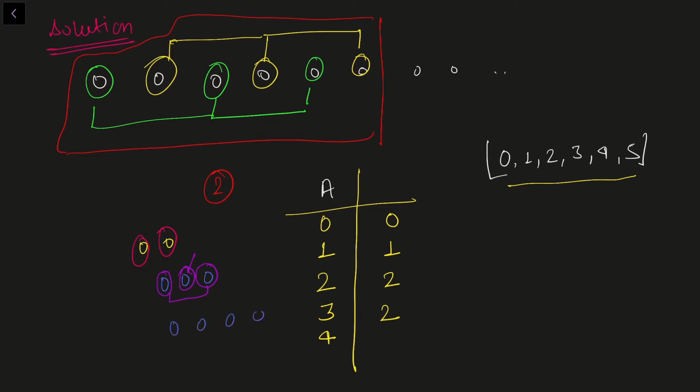1, 2, 3, 4. I'll turn this bulb on and this bulb on. I'll turn this bulb on and this bulb on. So I'll need 2 operations here as well. Similarly, let us talk about 5 now.